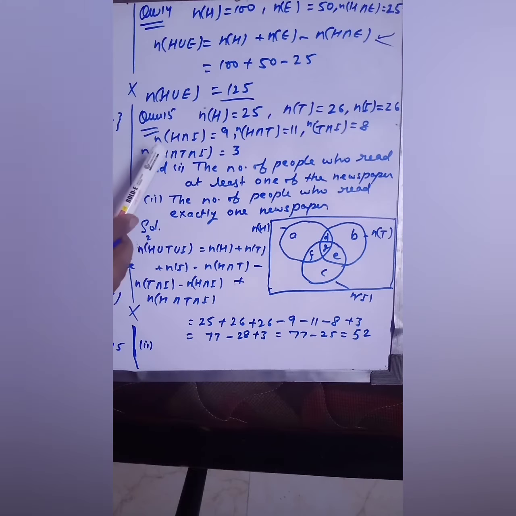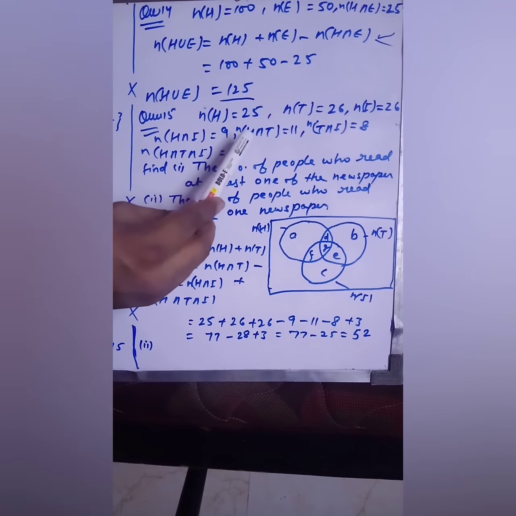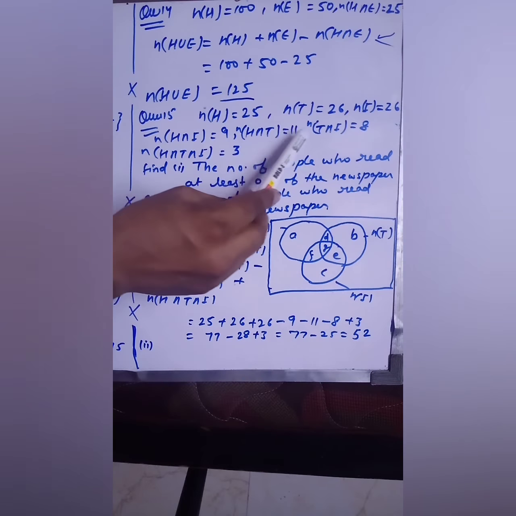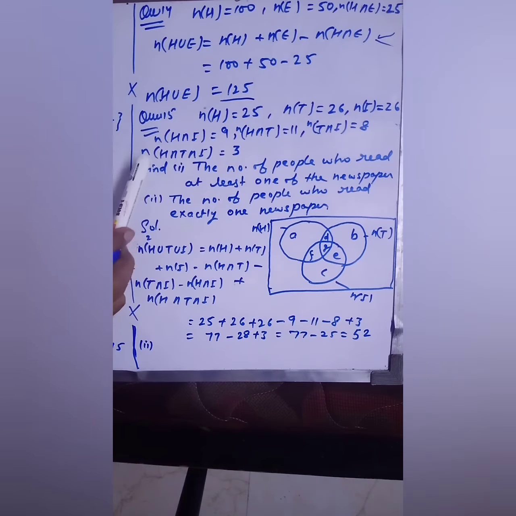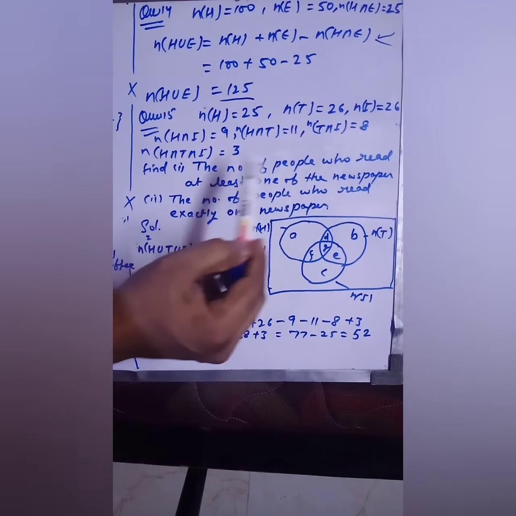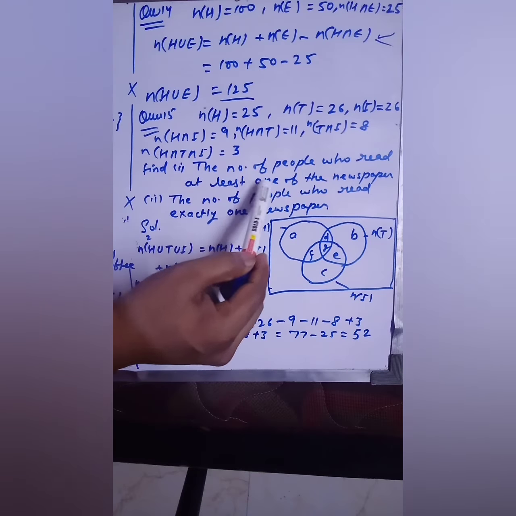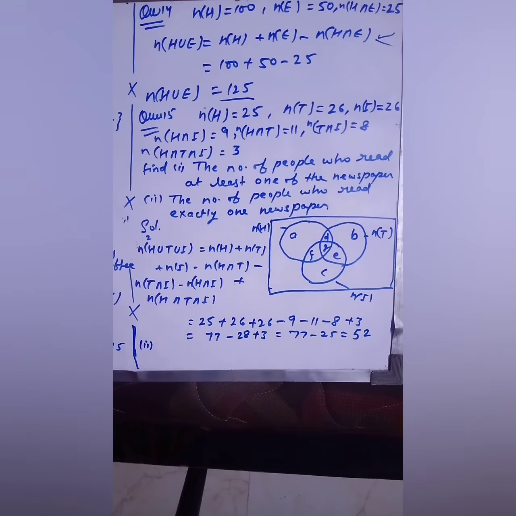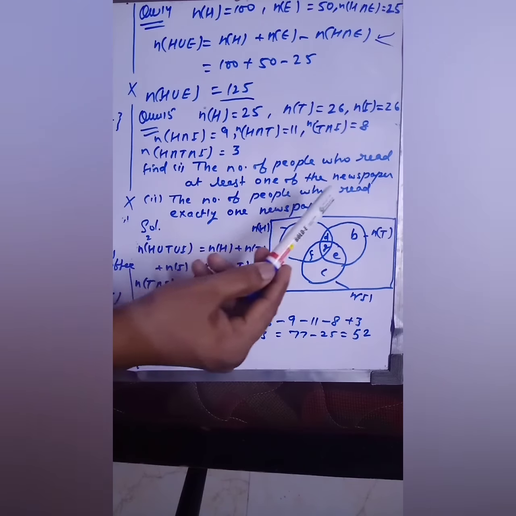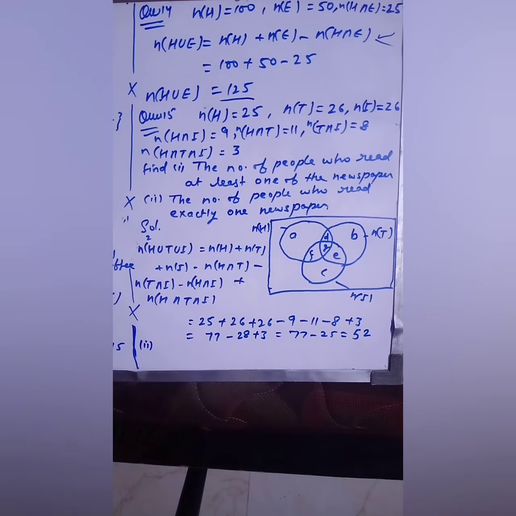The number of people reading H and I both is 9, H and T both is 11, T and I is 8, and the number of people who can read all 3 papers is 3. So this is your given data. What we have to find out is, first, the number of people who read at least one of the newspapers, and second, the number of people who read exactly one newspaper.